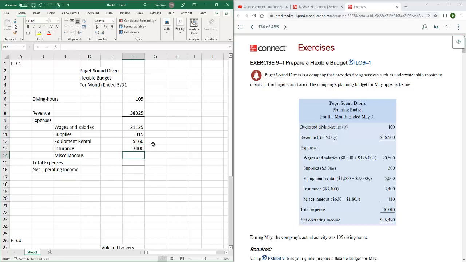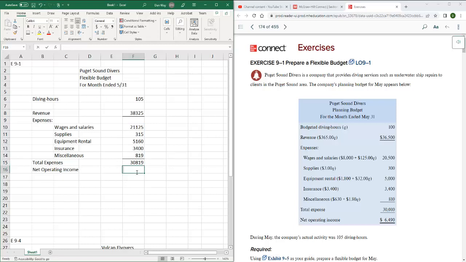And then finally, miscellaneous looks like it was mixed as well. So we've got $630 here, plus $1.80 per diving hour, times the 105 actual diving hours. And there we are at $819 for miscellaneous. So total expenses, we're just going to add up all of those individual expenses. And I'll just use the sum function here, since this is just a quick calculation. So total expenses $30,819.